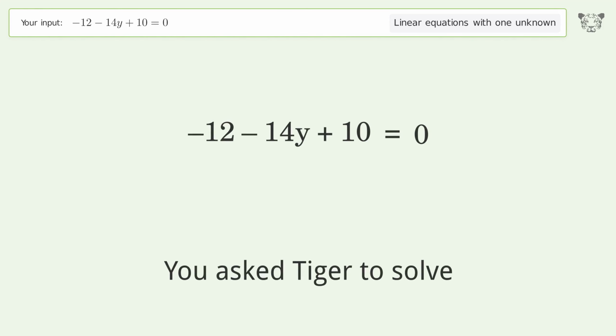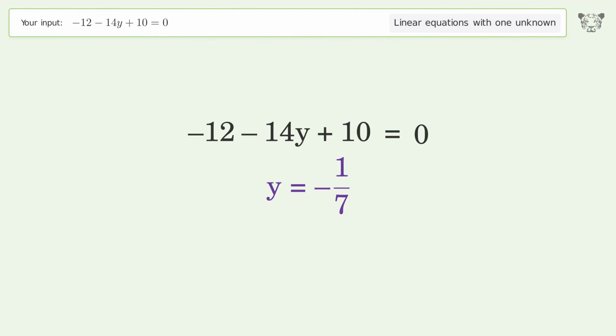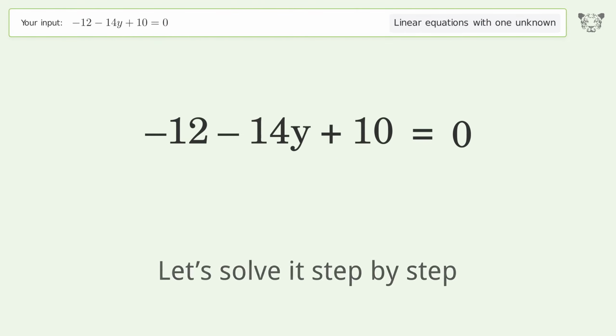You ask Tiger to solve. This deals with linear equations with one unknown. The final result is y equals -1/7. Let's solve it step by step.